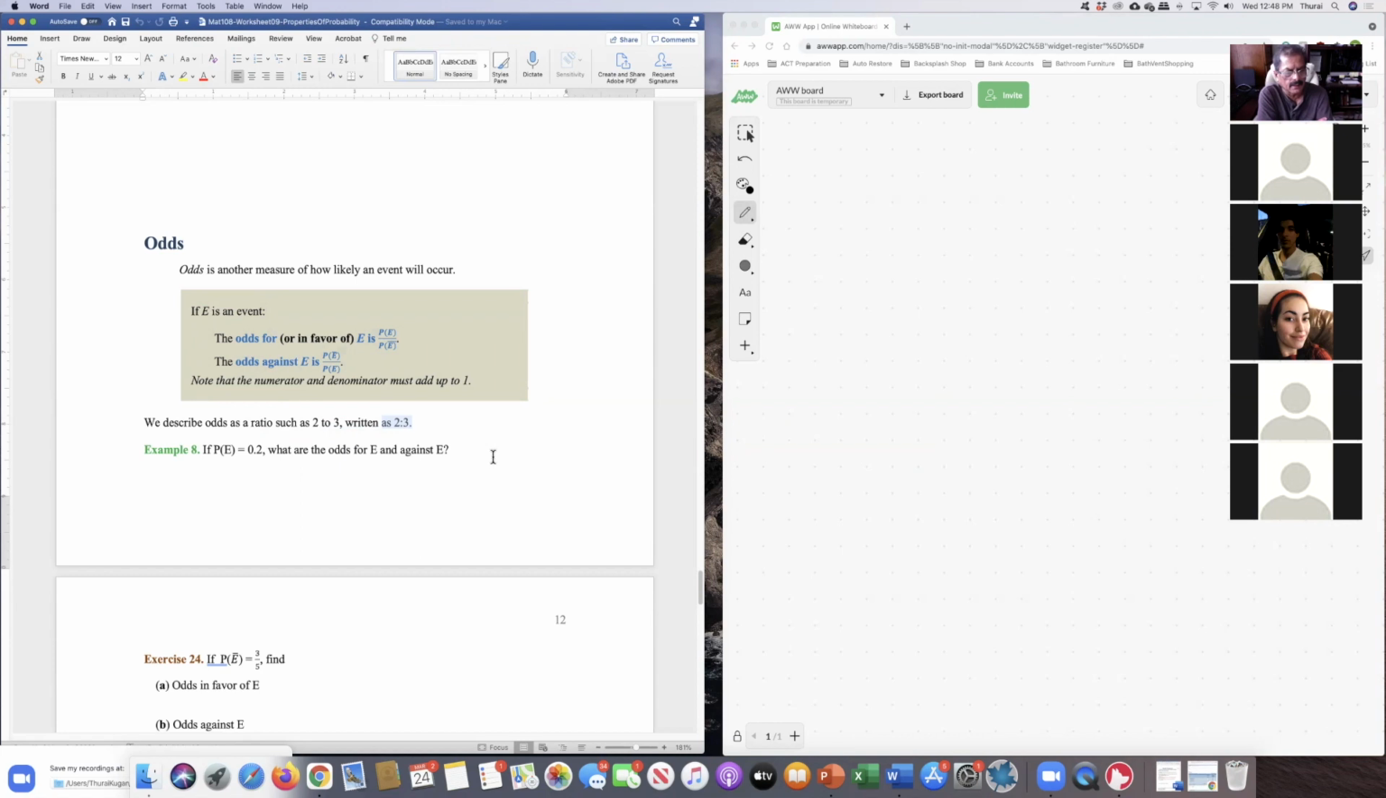So what does that mean? If you compare the probability of the event happening as opposed to not happening, it'll be 2-3. So 2 chances for the event to happen as opposed to 3 chances for it not to happen. So the chances of not happening is more. That's what 2-3 means. It gives you a measure of how likely the event will happen, so you must write it as a ratio. Okay, so let's do example 8. It gives you the probability of E and asks you for the odds for E and against E.